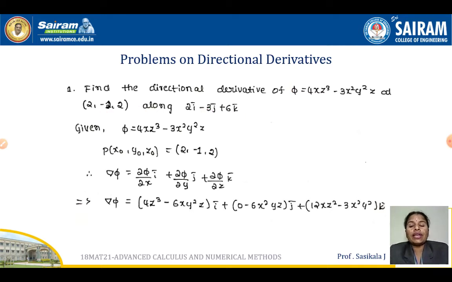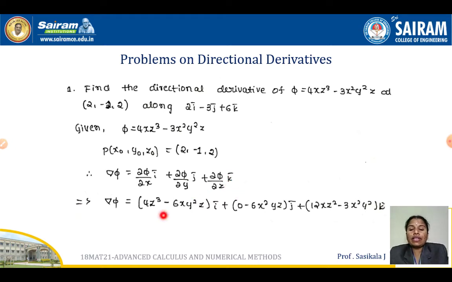So what should I find? I should find first del phi at the point and then I have to find n cap. Then you have to find the dot product of del phi dot n cap. Okay. So now, phi has been given as 4x z cube minus 3x squared y squared z, and the point is 2 minus 1 2. So first, to find del phi, the gradient of the phi function: dou phi by dou x i vector plus dou phi by dou y j vector plus dou phi by dou z k vector.